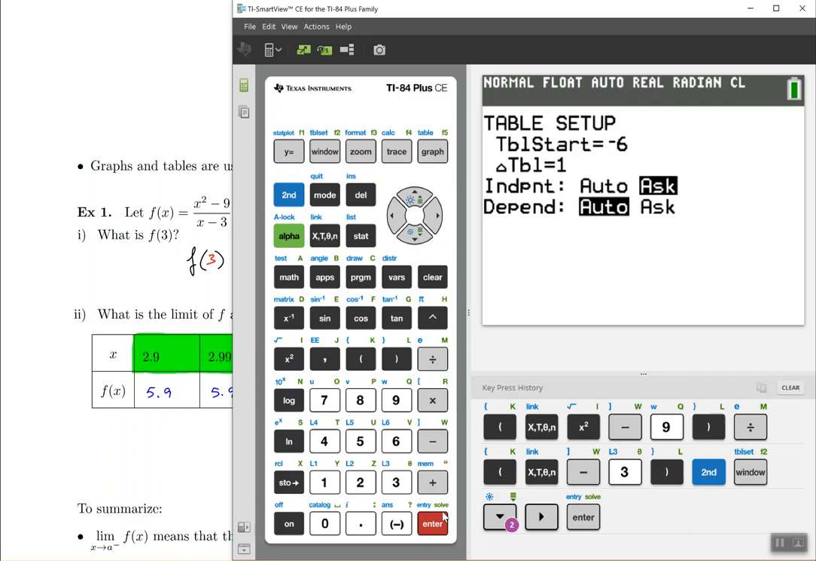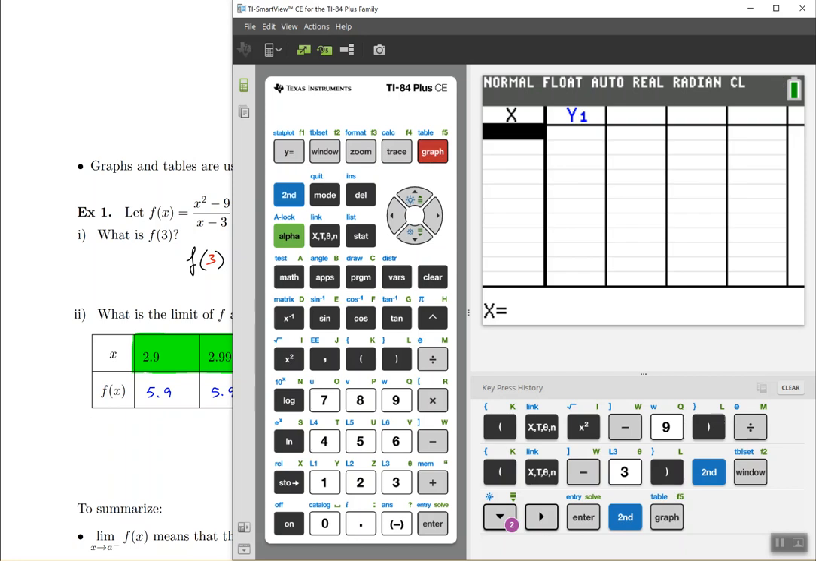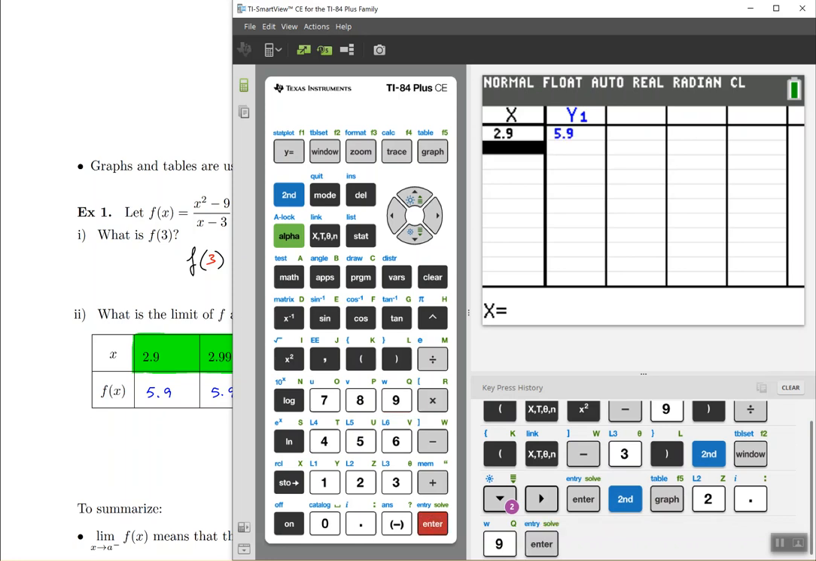Once this is done, we'll just click second again and then table. That puts us in this menu where we can now punch the numbers in. And the numbers in my case are 2.9. So punch it in, then hit enter. Then 2.99, and so on and so forth.